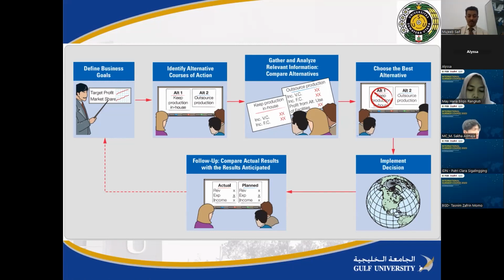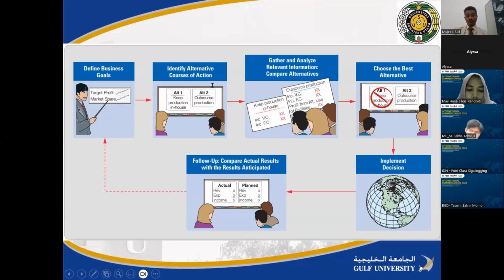Then we will see how the performance is. If it's okay, good, we will strengthen it more. If it's good, we will try to improve it. If the performance is not good, now we should do something, right? So this explains how managers make decisions.